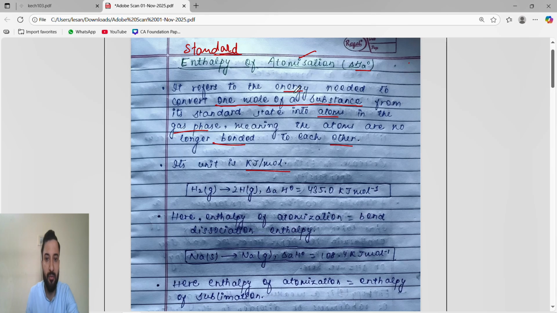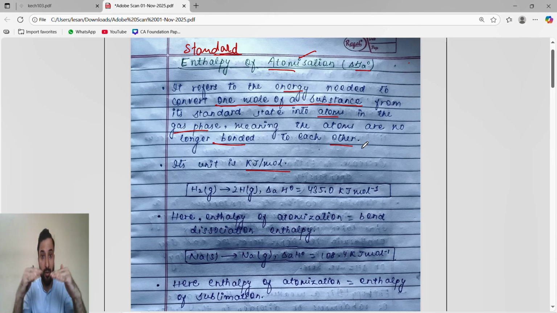Enthalpy of atomization means the energy needed to convert 1 mole of substance from its standard state into atoms, because atomization means into atoms. The energy needed to convert 1 mole of substance from its standard state into atoms, and atoms in the gas phase. This is important. Atoms in the gas phase means the atoms are no longer bonded to each other. They are not in molecule form, they are in separate atom form.